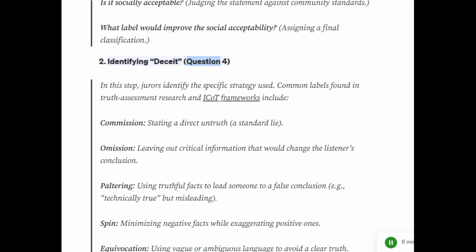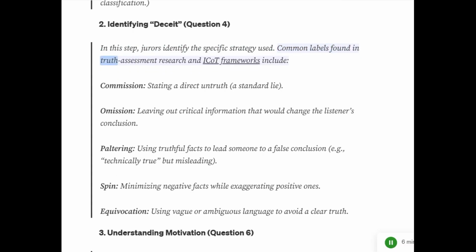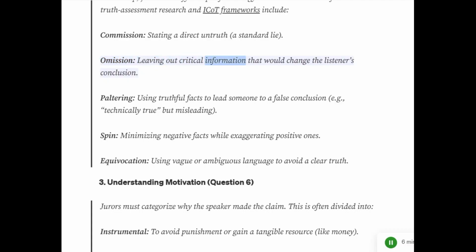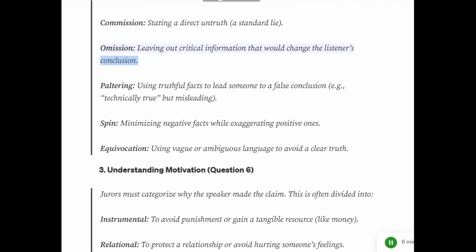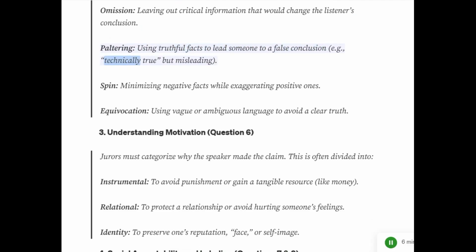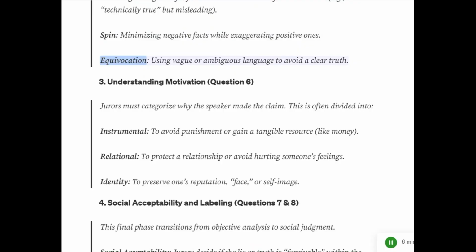2. Identifying deceit. Question 4. In this step, jurors identify the specific strategy used. Common labels found in truth assessment research and ICoT frameworks include commission, stating a direct untruth, a standard lie. Omission, leaving out critical information that would change the listener's conclusion. Paltering, using truthful facts to lead someone to a false conclusion, for example, technically true but misleading. Spin, minimizing negative facts while exaggerating positive ones. Equivocation, using vague or ambiguous language to avoid a clear truth.